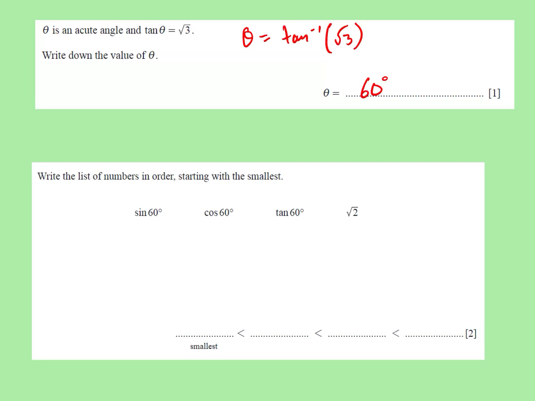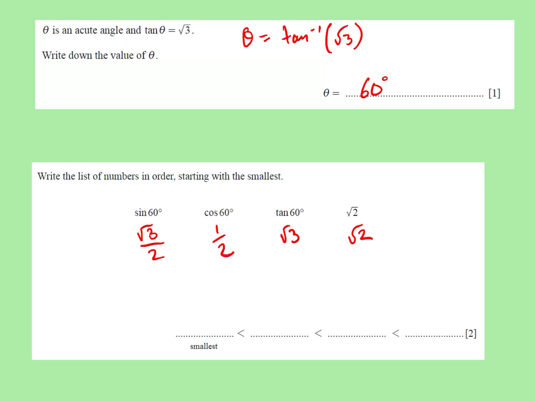Here's another type of exam question. Write the list of numbers in order starting with the smallest. Stop your video and have a go if you haven't already. So all you've got to do is work out what they are. So sine 60, I can tell you, is root 3 over 2. Cosine 60 is a half. Tan 60 is root 3. And then we've got root 2. Don't need to change that.